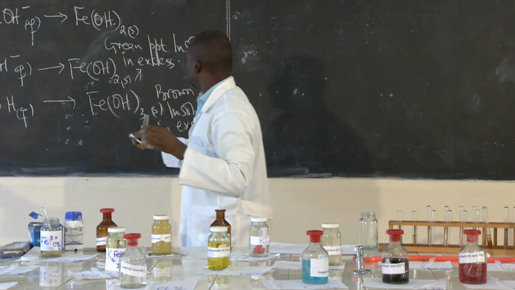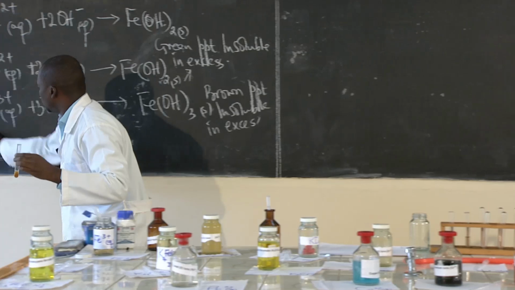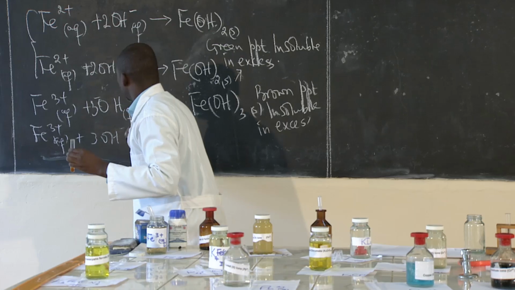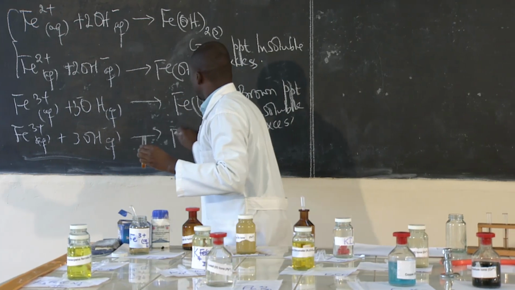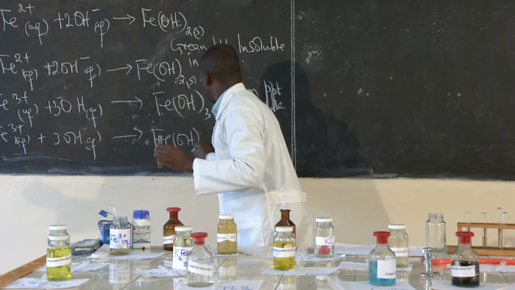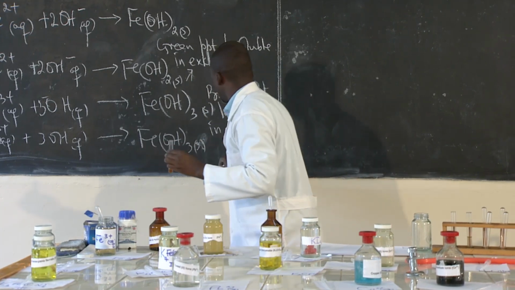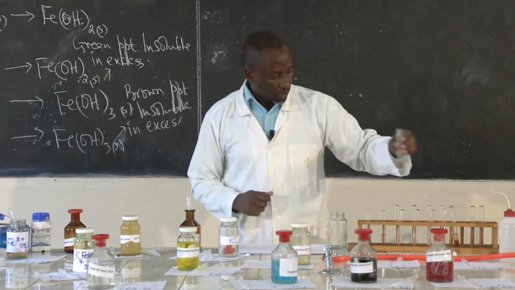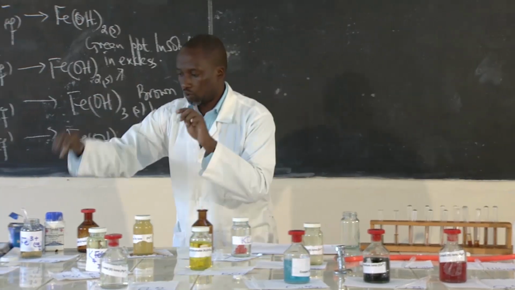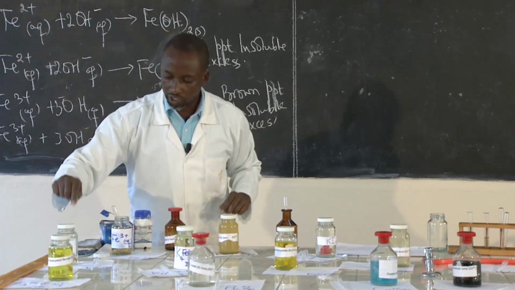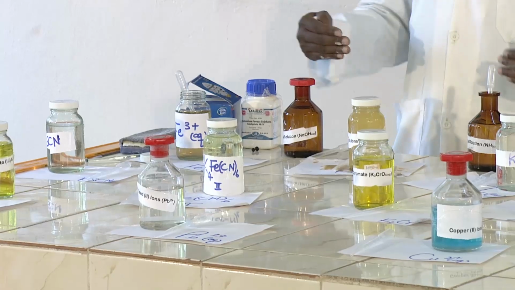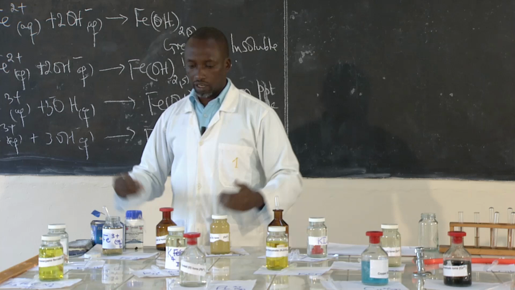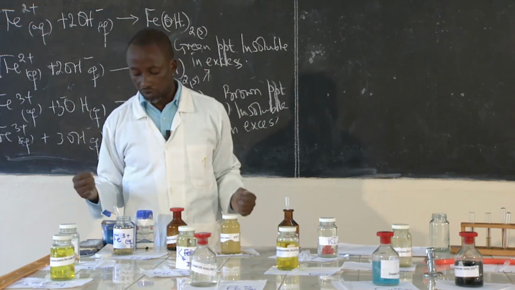So still we have iron 3 also reacting with the hydroxide ions, giving iron 3 hydroxide. This is a solid. It is the same, it is a precipitate as well. The tests I've finished are called preliminary tests, so that we can carry out the confirmatory tests.